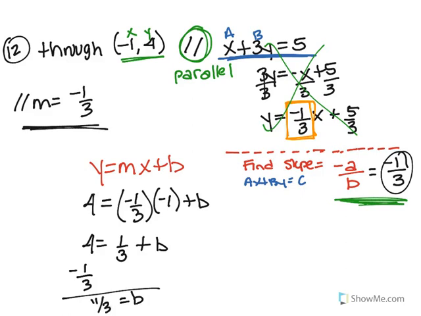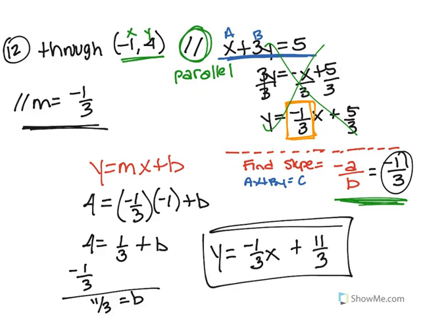So the equation is going to be y equals negative 1/3 x plus 11/3. Do y'all see that? That's the equation that's parallel to the one I gave you. Y'all see what we did?